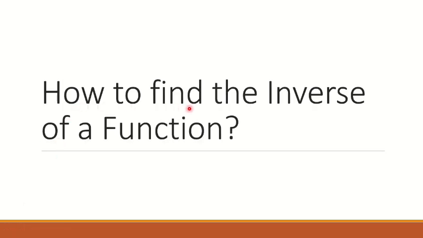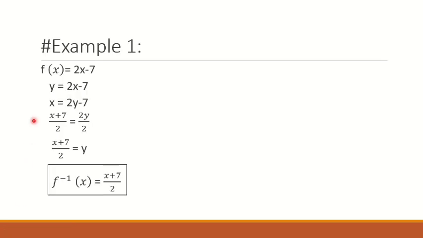So how to find the inverse of a function? Consider example number 1. Given f of x is equal to 2x minus 7. The first step that you should do is replace f of x by y. So y is equal to 2x minus 7. And then next, you need to switch y and x. So x is equal to 2y minus 7.